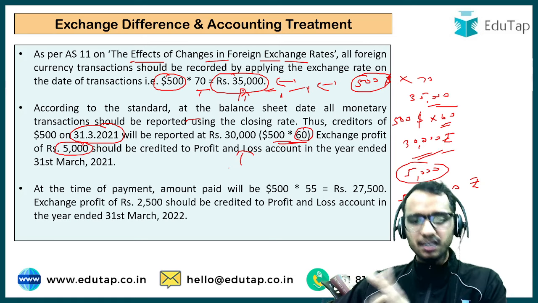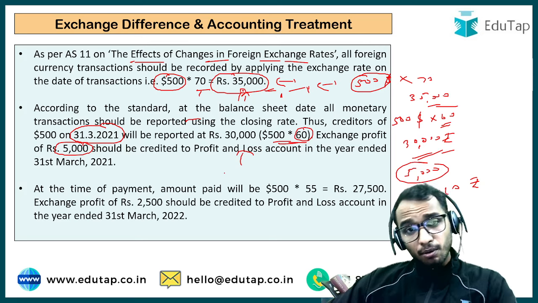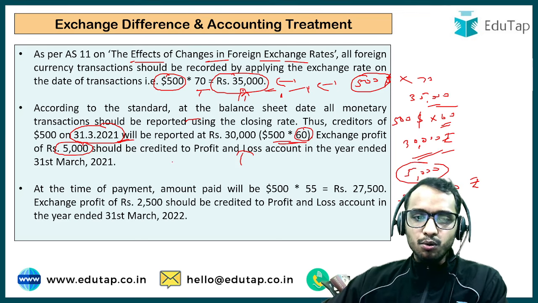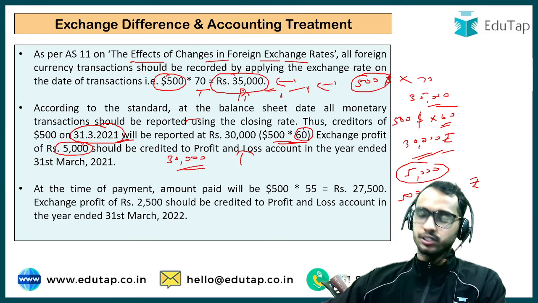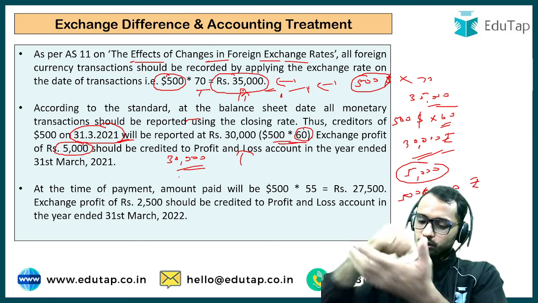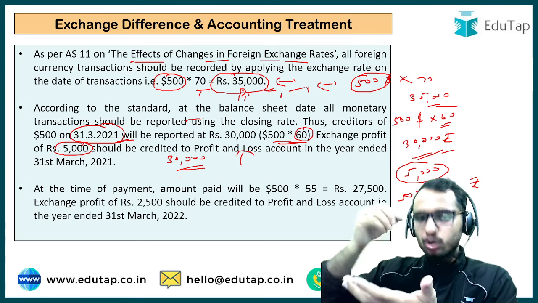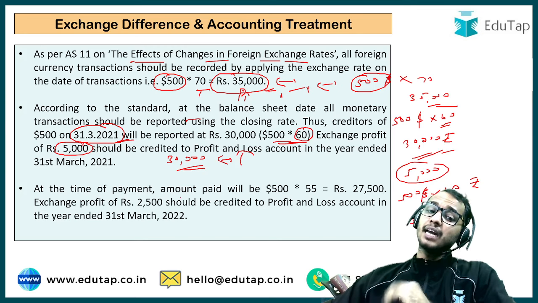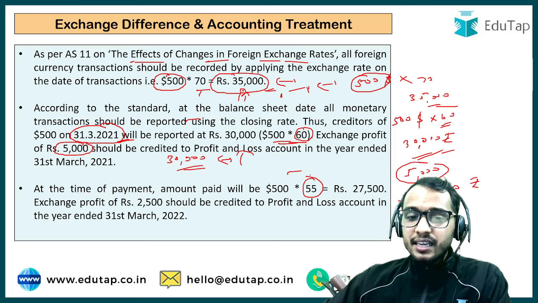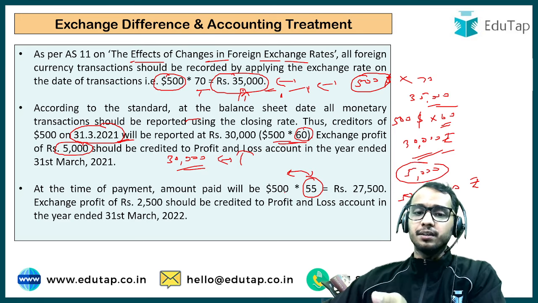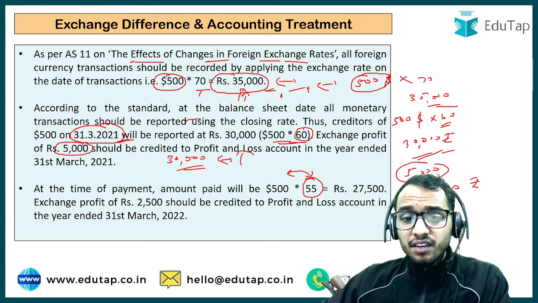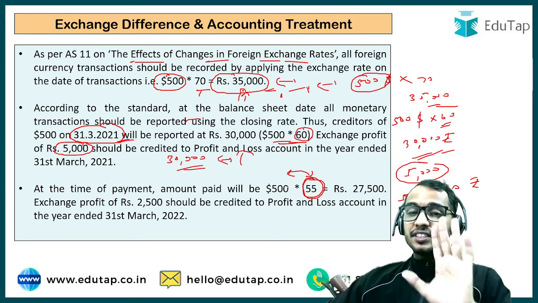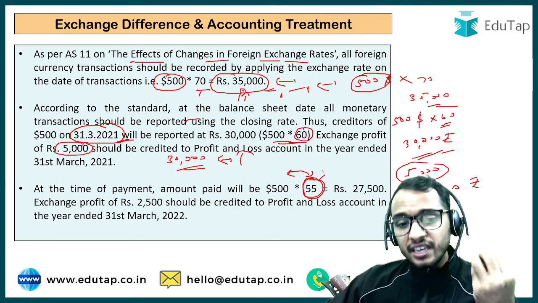Easy enough, very easy. Now at the time of repayment, see, at the time of closing of this account your creditor is 30,000 in your books. Okay? Not in dollars. You have to record all the creditors in your reporting currency. Your reporting currency is rupees, so you are going to recognize it at rupees 30,000. But now at the time of payment, rupees have further appreciated. Now it is 55 rupees for $1. Means the dollar is not getting expensive. Your rupees are being appreciated.